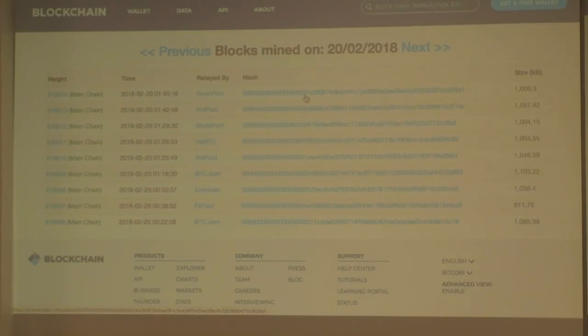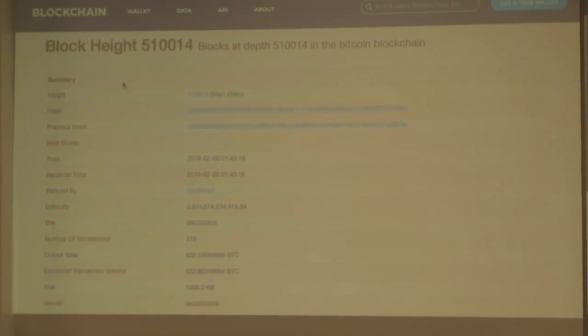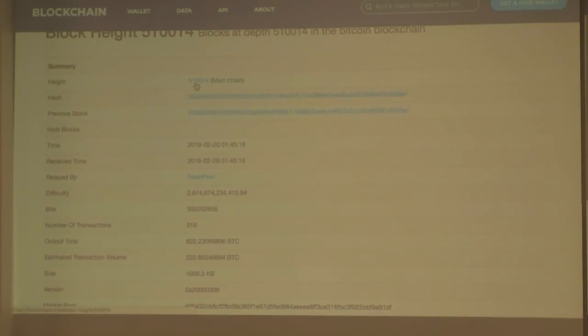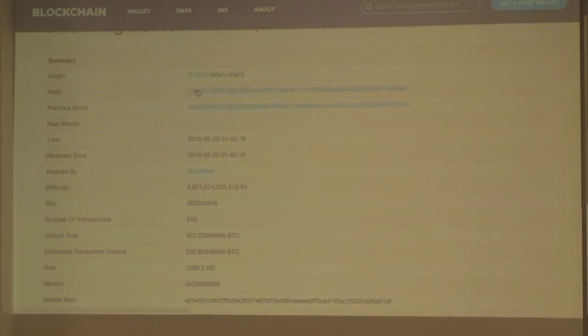As you can see here, it's a lot more than 3 or 4 zeros. It's a significant number of zeros, and therefore it takes a significant amount of computing power to find this hash for this block. If we open this, this is a clickable link. Let's look inside this block. This block has a height, what number block it is, so 510,000. This is the hash of this block. This is the hash of the previous block, and if I click on this link here, it'll take me to the previous block.